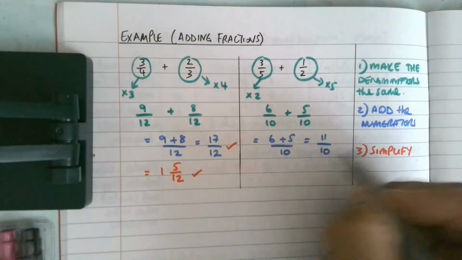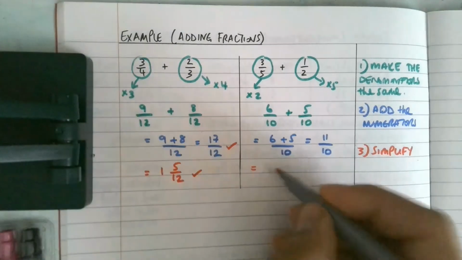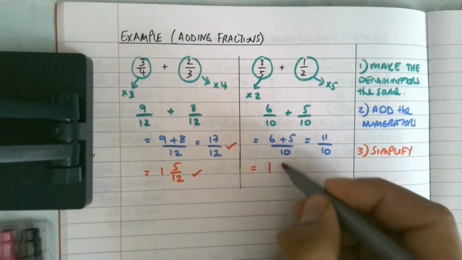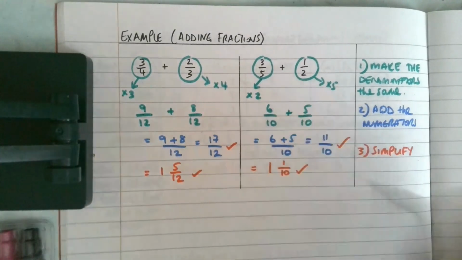And then we can write that as a mixed fraction because we can't really simplify that fraction any further. It's going to be 1 and 1 over 10 because 10 goes into 11 once. There's a remainder of 1 and we're still dividing by 10.